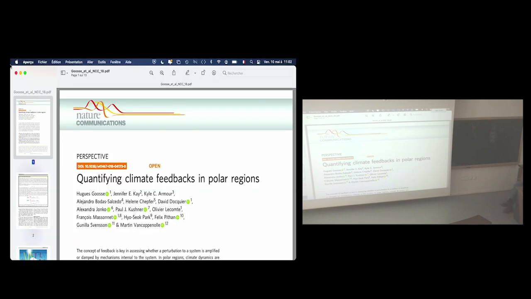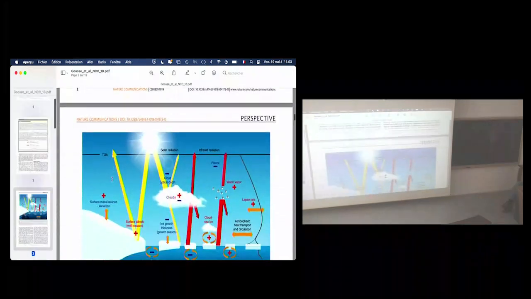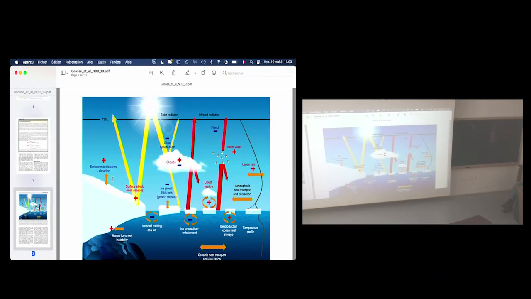But I can recommend a reference. It's of course selfish as usual because I'm co-author of the paper, but I didn't do much. There is this paper by Hugues and many others that results from long discussions during a workshop on polar feedbacks led by Hugues and Jen Kay. And in this paper, you have a framework of analysis that is developed. But interestingly, you have one figure that describes all the possible non-linearities in the system, and it includes a lot of elements.